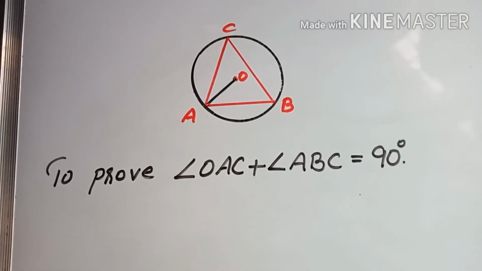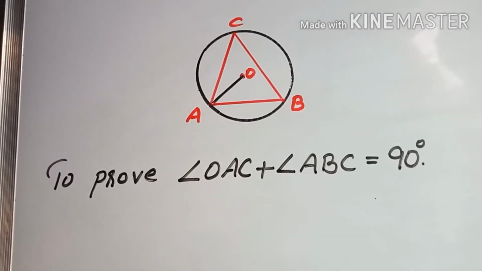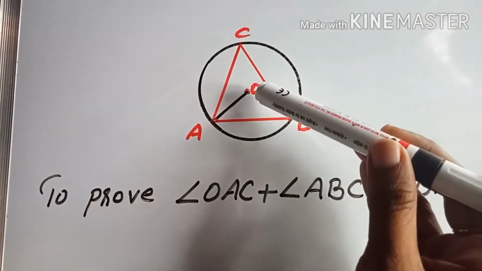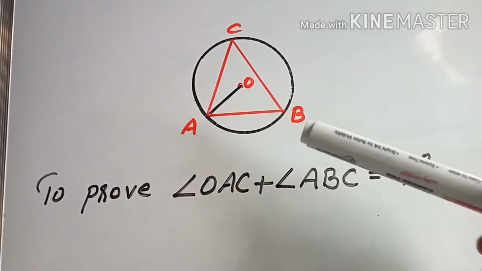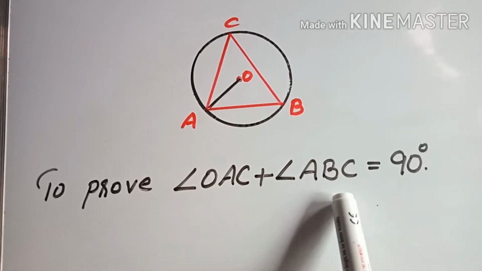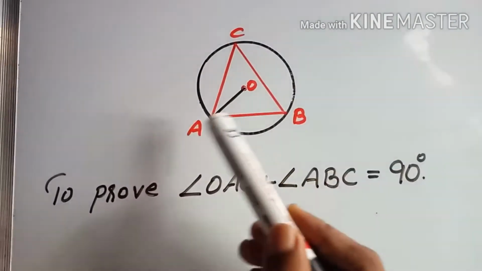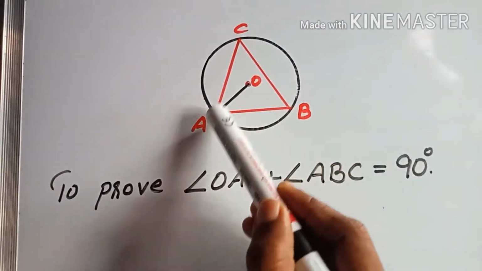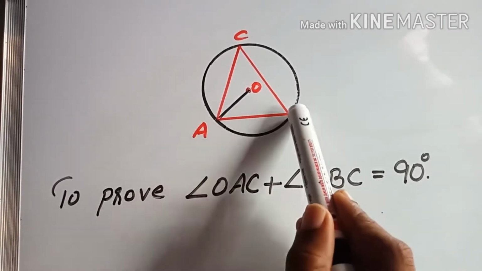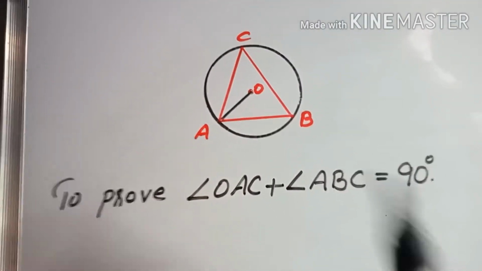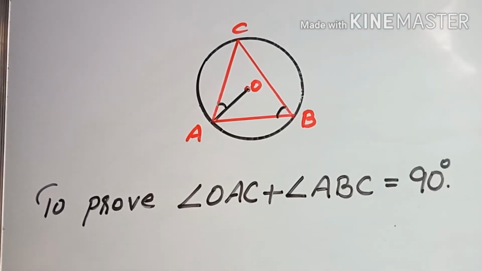This is a rough figure given in the question. So here it is given that O is the center of the circle. A, B, C, these three are the points on the circle. We need to prove this. That is OAC. Angle OAC means this small angle from this black line. This angle plus angle ABC. So the sum of these two angles is 90 degree, that is what we need to prove here.